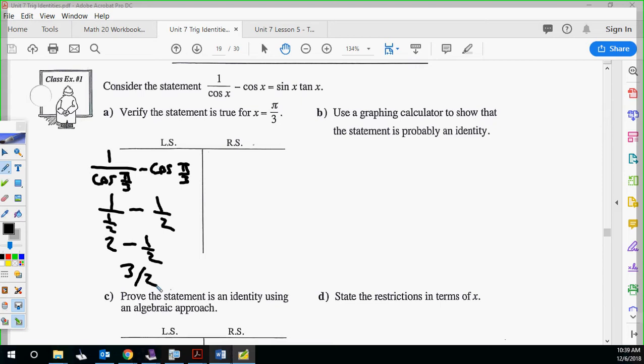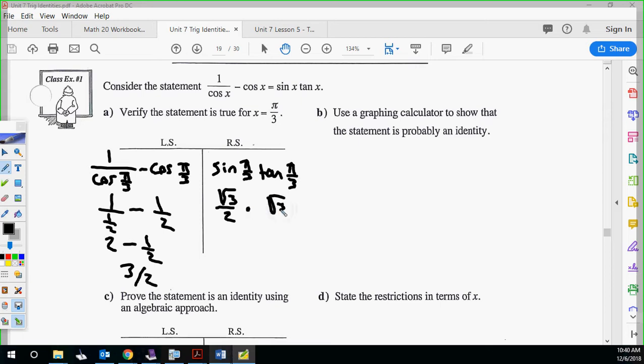Okay, sine tan x. So we put sine pi over 3, tan pi over 3. Sine of pi over 3 is root 3 over 2, times what's tangent at pi over 3? Right, it's going to be root 3 when you simplify.